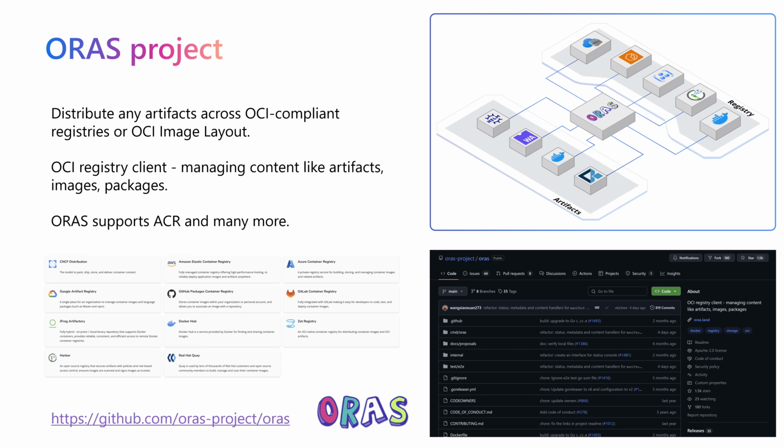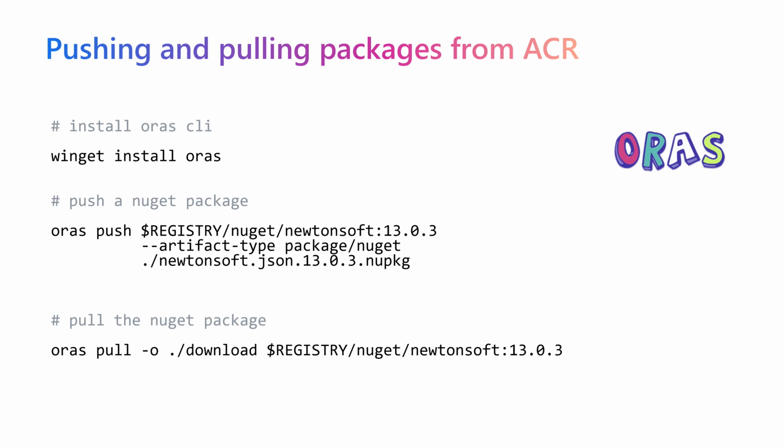ORAS is maintained as an open source project, and it was donated to the CNCF, Cloud Native Computing Foundation, to maintain it. ORAS is a command line tool that will interact with the container registry. So we need to first install it, and then through the commands oras push and pull, we'll be able to push NuGet packages to the registry like we did with docker push commands. And then we can pull those packages using the command oras pull. Follow me next for a demonstration on how this works.